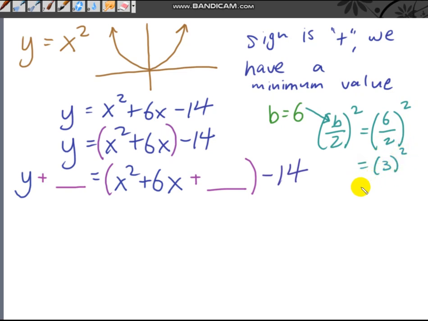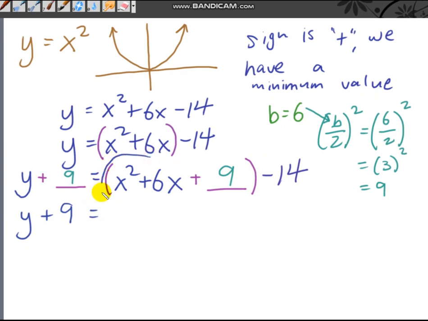3 squared is 3 times 3, or in other words, that is 9. So what this means is we're going to put a 9 here and a 9 here. Okay? Now, this is also an important part of completing the square. You write the left-hand side, that stays as is.